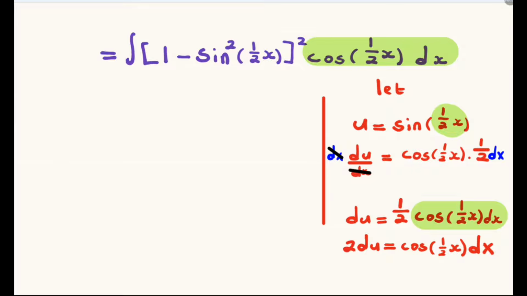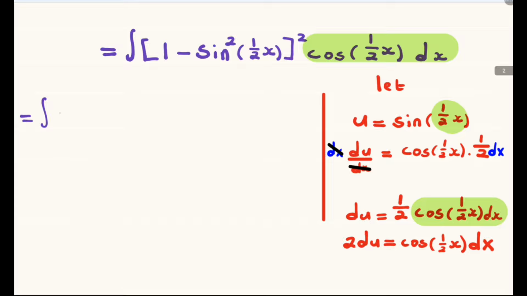Now back to our integral. We had the integral of 1 minus sine squared. So in the place of the sine, we substitute u, but the sine was squared, so even the u will be squared.